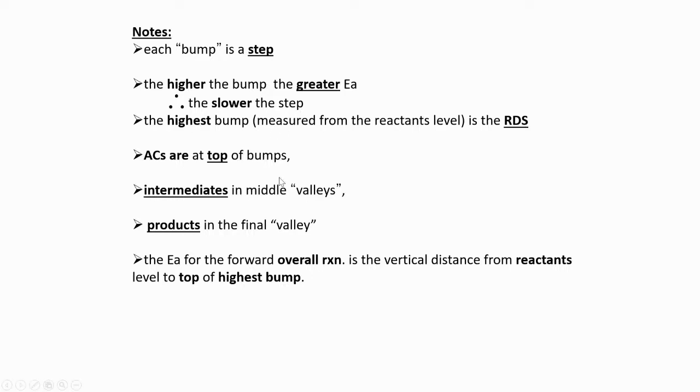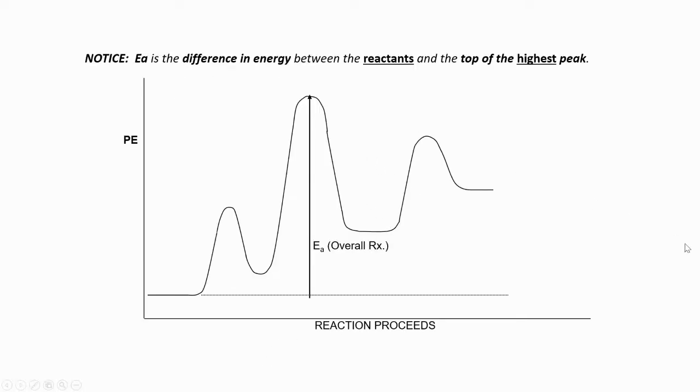The highest bump measured from the reactant level is the RDS, rate determining step. All right, so highest bump, remember to measure it from the reactant level. Activated complex, top of the bumps, intermediates are the valleys, products in the final valley. The EA for the forward overall reaction is a vertical distance from the reactants to the top of the highest bump. So that's our overall EA for the reaction.